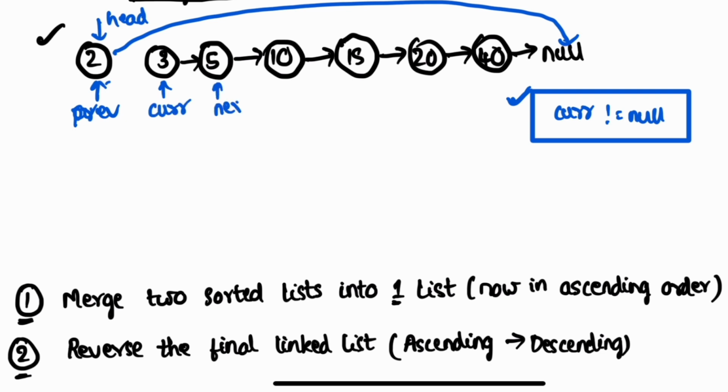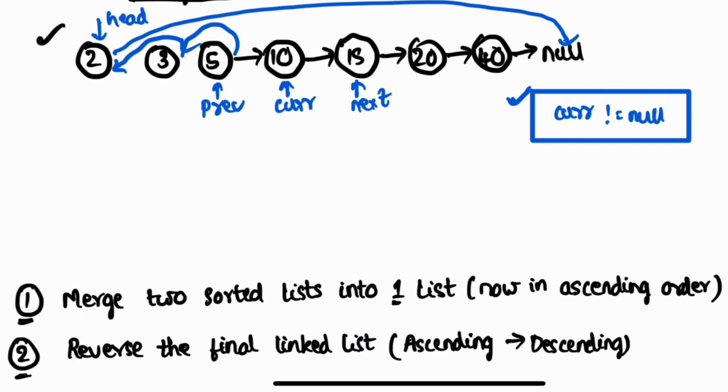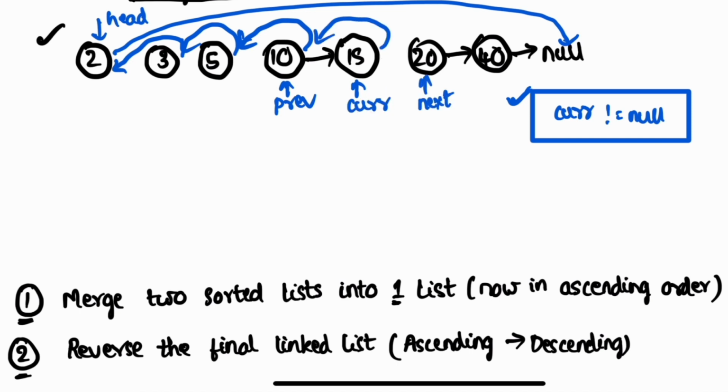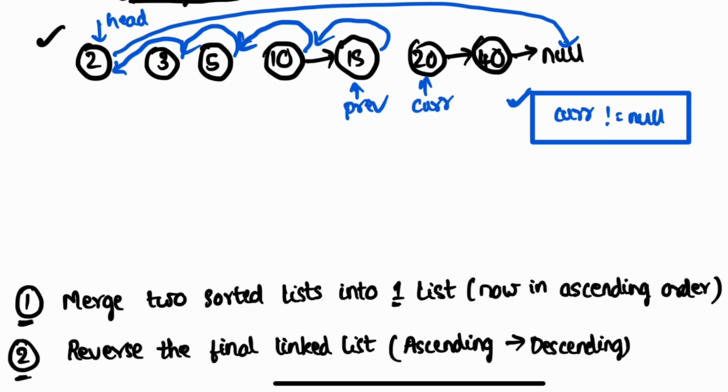Now we repeat the process. Current.next is pointing to previous. Previous is pointing to current. Current is pointing to next, and next is pointing to current.next. Now repeat. Current.next points to previous. Previous points to current. Current points to next, and next points to current.next. Now repeat the process. Current.next points to previous. Previous points to current. Current points to next, and next moves to current.next. Current.next points to previous. Previous moves to current. Current moves to next, and next moves to current.next.